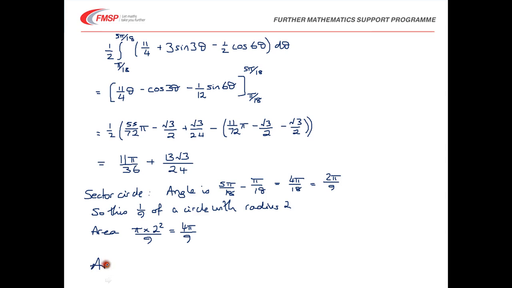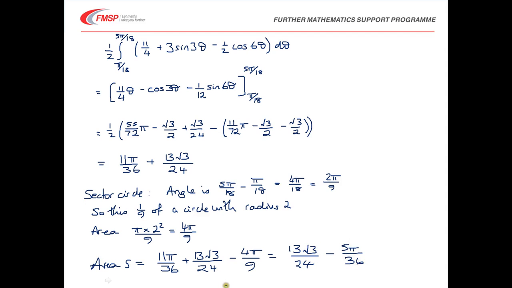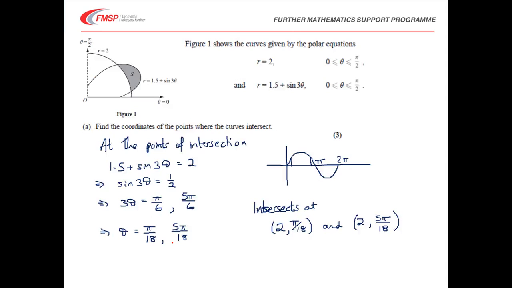The required area S is therefore 11π/36 plus 13 root 3 over 24, take away 4π/9, which comes out to be 13 root 3 over 24 minus 5π/36, which is written as a multiple of root 3 and a multiple of pi as required. So let's have a quick look at how the mark scheme works for this question.